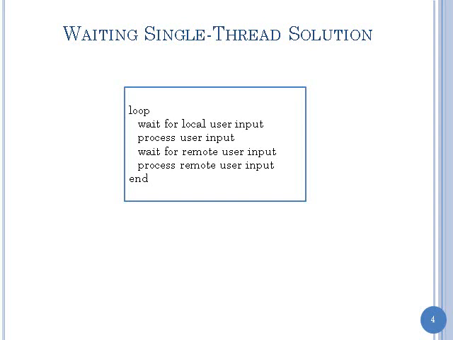If I was just doing two clients that have to talk to each other, forget N clients, forget the server you're talking about. What would I do? I would have a loop which says wait for local user input. That's one stream of communication I might get. Process that user input. Then wait for remote user input, process remote. I need to do both remote processing and local processing. I don't know when a particular user might provide input, so I have to do some kind of waiting. And what's wrong with this?